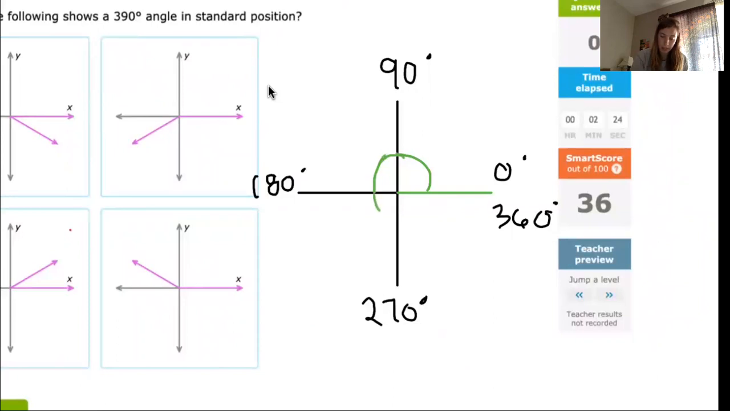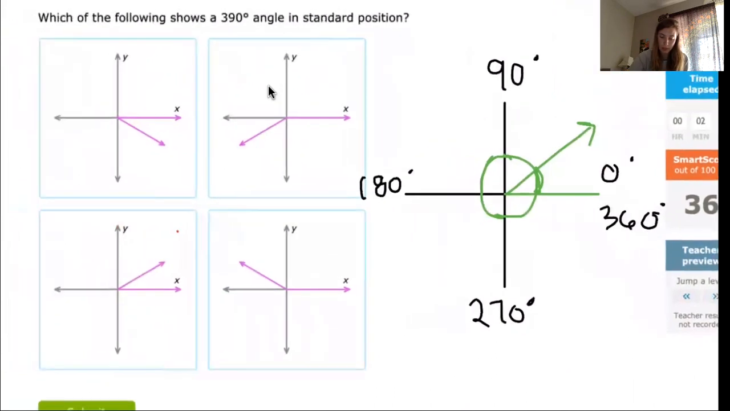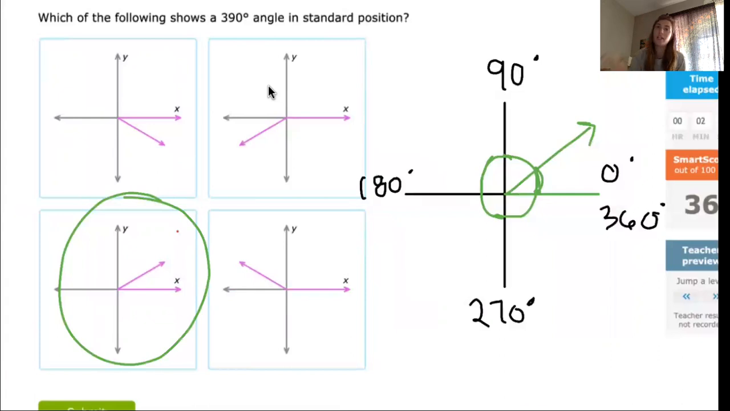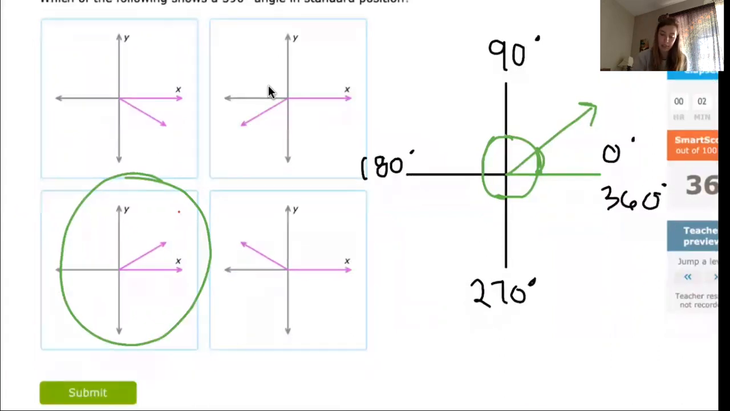If I were to keep going, here is 270, okay? Here is 360. So a full rotation around the unit circle is 360 degrees. So I already did a full lap, but 390 is 30 degrees more. So I need to continue another 30 degrees. That means my angle is going to end there. If we look at my options, which one's the closest one? That is a 390-degree angle in standard position.